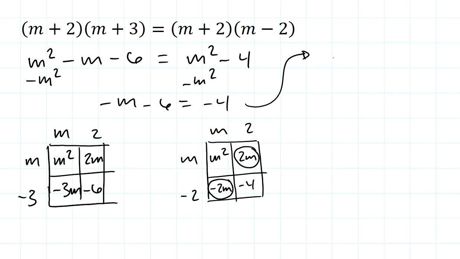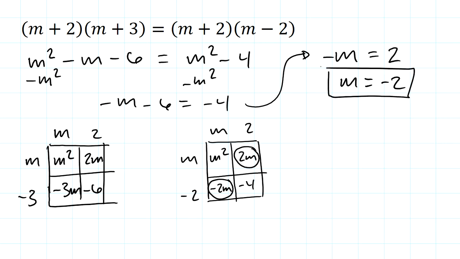If I add 6 to the left-hand side, I just have the negative m. And on the right-hand side, when I add 6, I have that equals positive 2. Now, if negative m is 2, I can multiply both sides by negative 1. m has to be negative 2. So here's the value that I think m is. I believe m is negative 2.